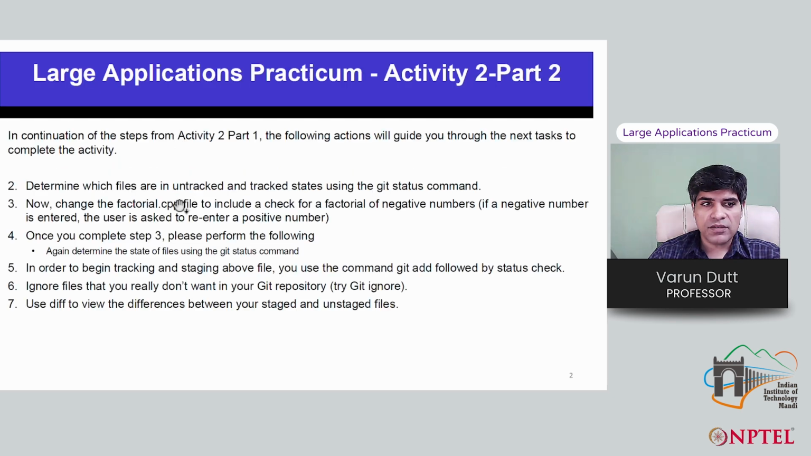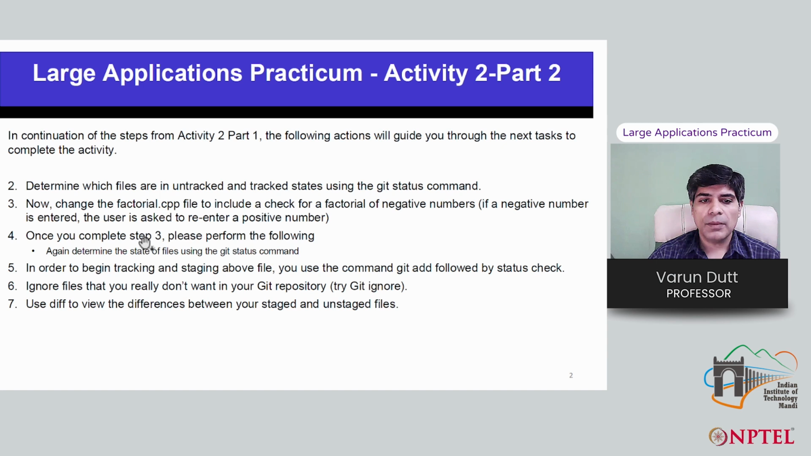Now we come to the activity, and the activity in this particular lecture is to try out the things which we have covered in this lecture. So basically, first, if you have already cloned a repository, you can determine which files are in untracked and tracked states. You can do so by running the git status command. Now you can change, say, the factorial.cpp file to include a check for negative numbers. So if a negative number is entered, the user is asked to re-enter a positive number. So now factorial.cpp becomes a modified file.